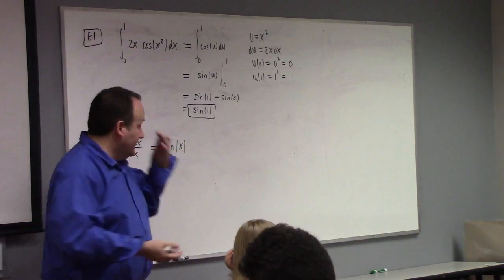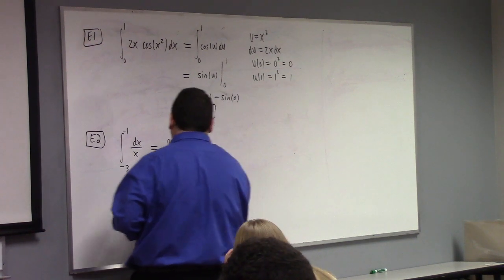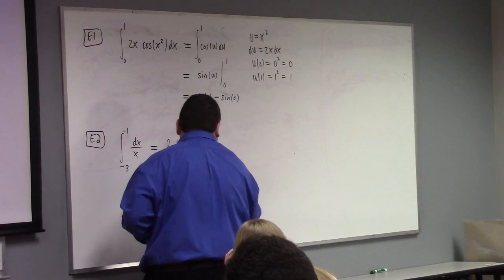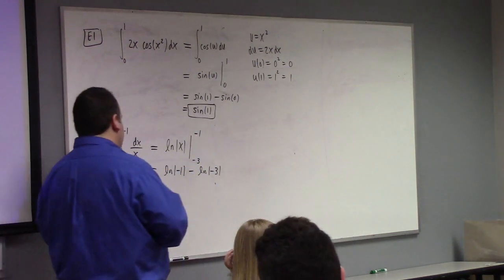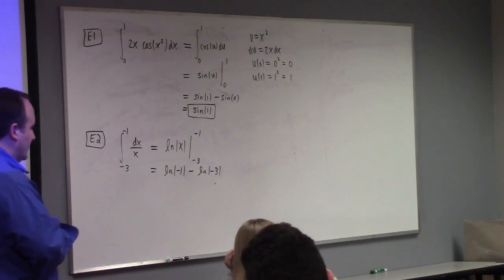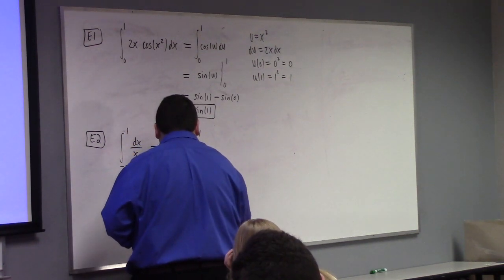But we evaluate that from what? From minus 3 to minus 1. So that gives us natural log of the absolute value of minus 1 minus the natural log of the absolute value of minus 3. What does the absolute value do? Just kills minuses, right? So what's the natural log of 1? Well, natural log of 1 is 0. And so the answer here is minus the natural log of 3.